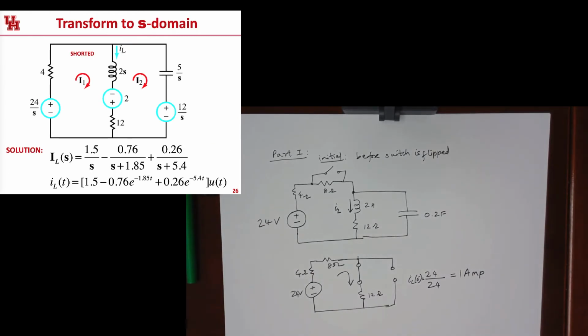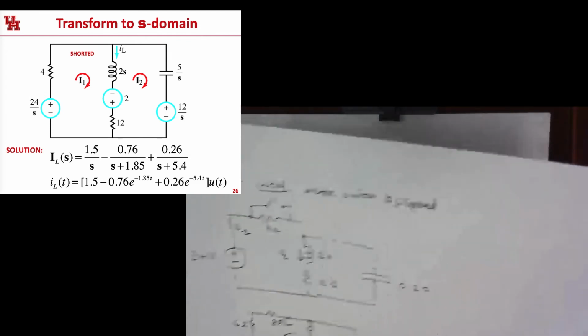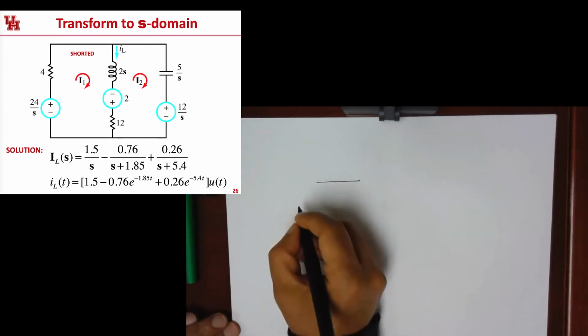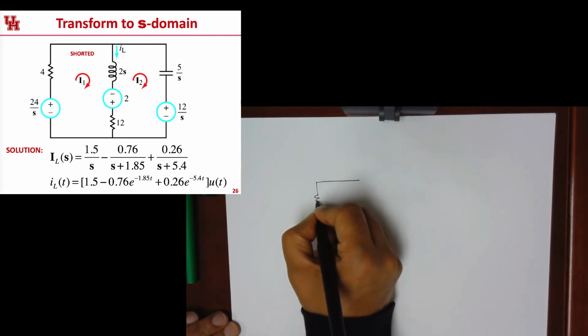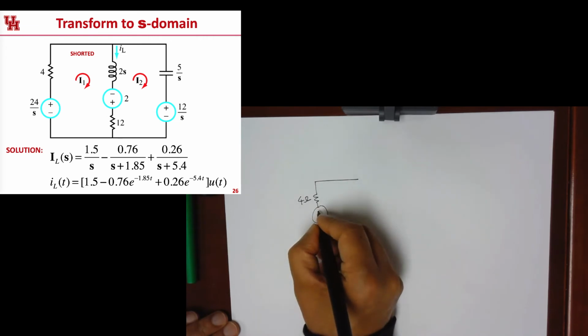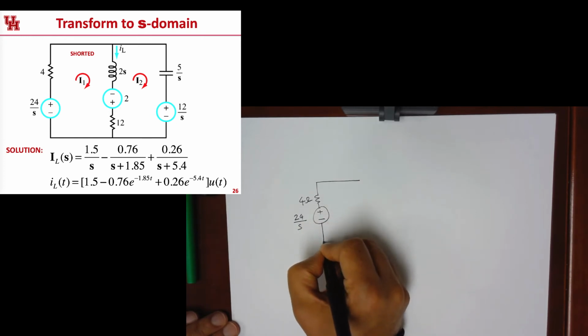Now, when we short circuit the resistor, this 8 ohm guy suddenly goes away. So let's see if we can rewrite this circuit without the 8 ohm resistor. So the 8 ohm resistor is short circuited, it goes away, but the 4 ohm resistor is still there. The battery is still there. It's 24 volts, so in the Laplace domain it becomes 24 divided by S.